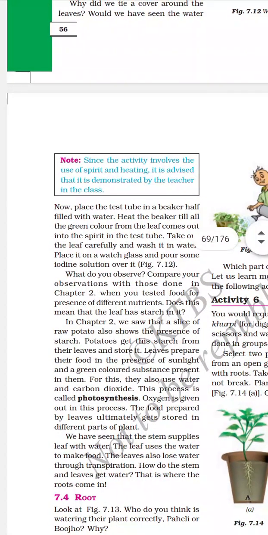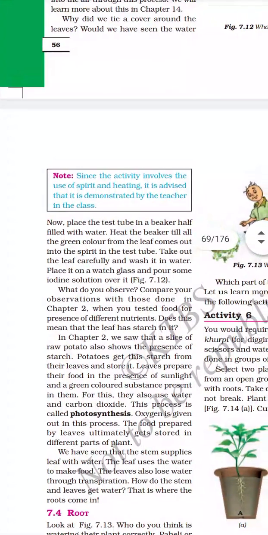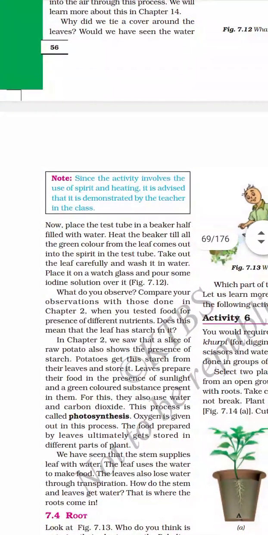We have seen the stem supplies the leaf with water. The leaf uses the water to make food. The leaves also lose water through transpiration.